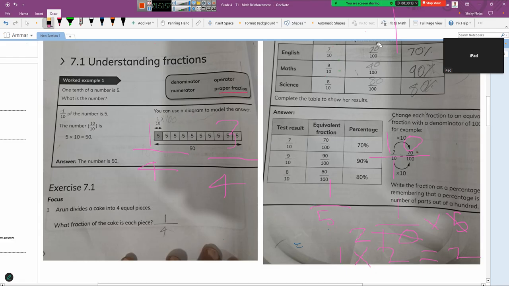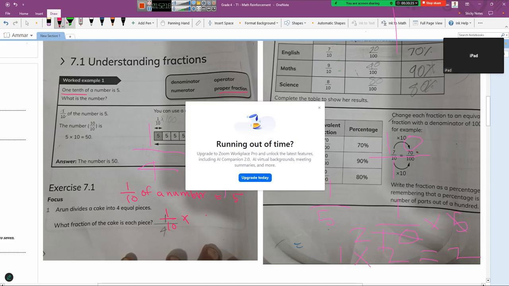2. 2. How? See, look at the question carefully. 1/10 of a number is 5. So they are telling us that 1/10 of a number is equal to 5, right?